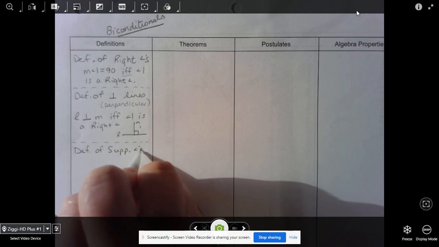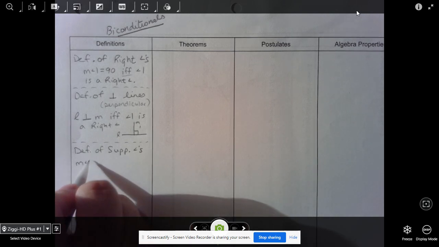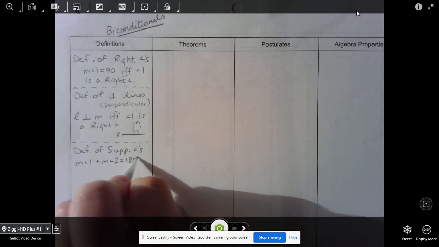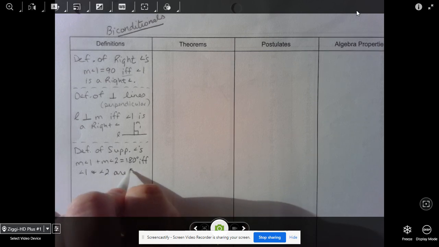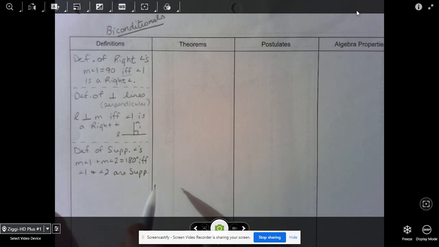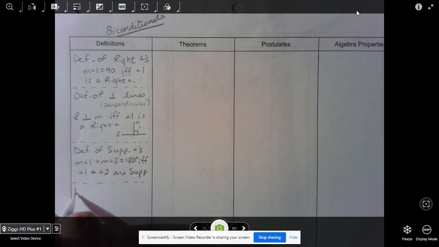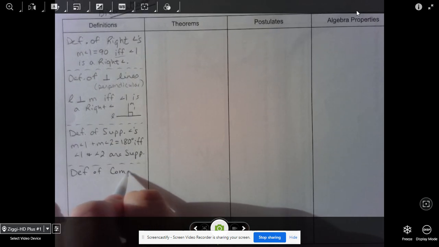supplementary angles. You've heard that word hopefully before. And this one is used when we have the measure of angle 1 plus the measure of angle 2 equals 180 degrees, if and only if angle 1 and angle 2 are supplementary. All right, so that one is the ability that takes it from words in statements to a mathematical or algebraic representation. And the other one that we would have learned along with this is definition of complementary angles.